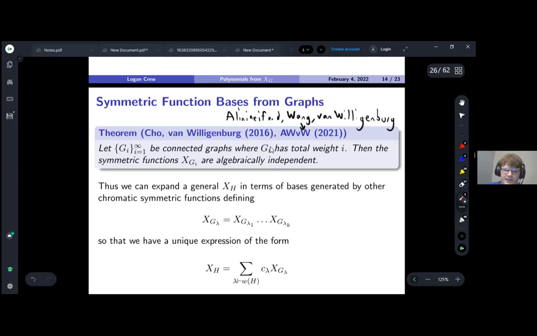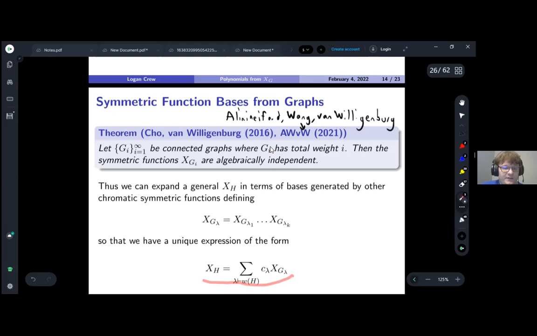So if we define this notation X_G lambda by, well, it's the product of X_G across, or in other words, you could view it as the single chromatic symmetric function of the disjoint union of G sub the parts, then we do in fact get unique expressions of this form where we can expand one chromatic symmetric function over this family.